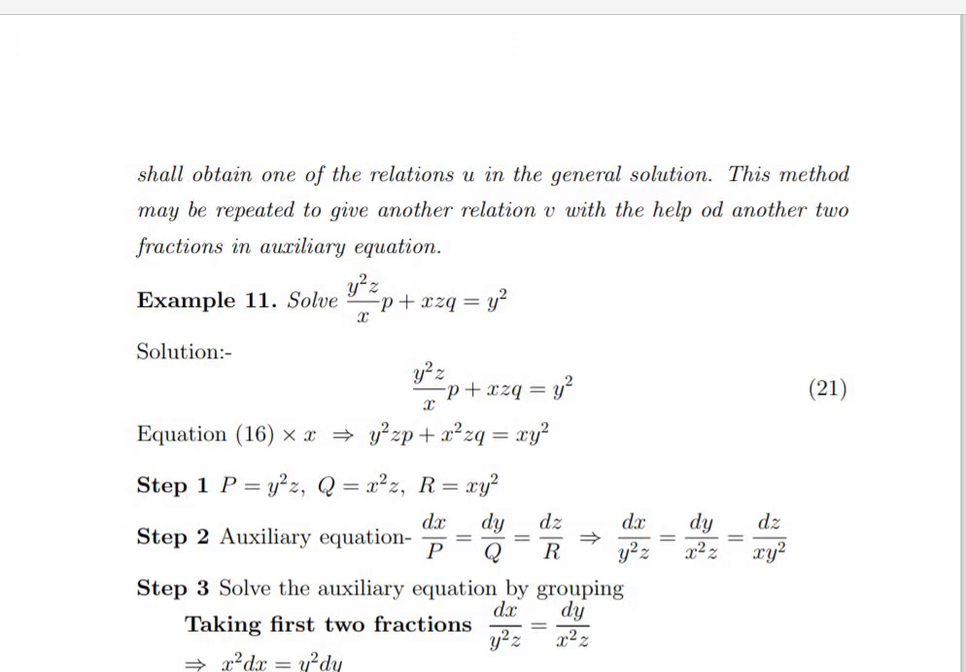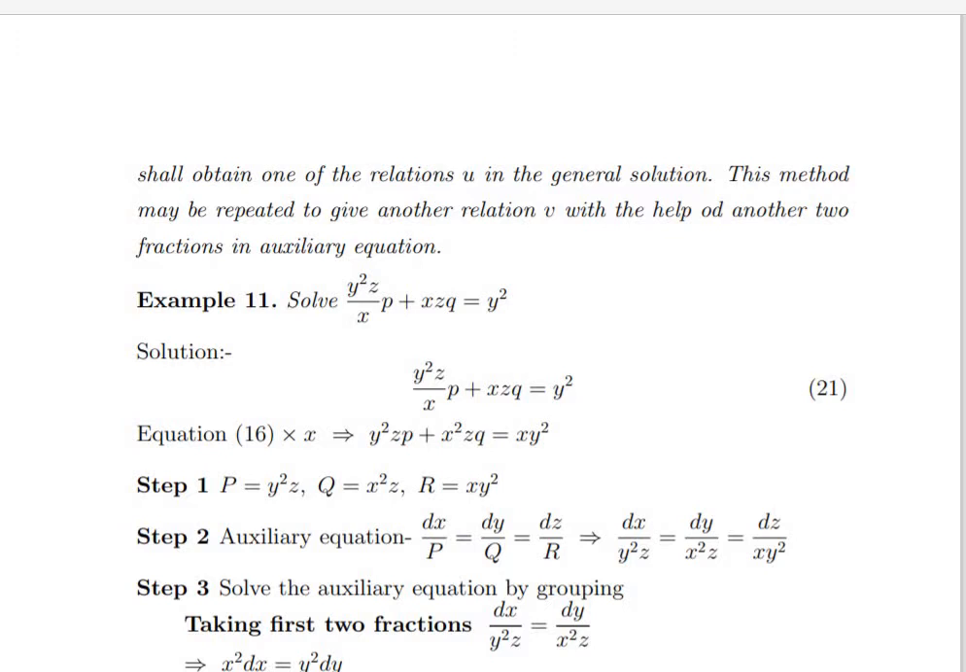Since there is a fraction in the first term, in order to remove that fraction, we will multiply the entire equation with x. After multiplying the entire equation with x, the equation will become y²z p + x²z q = xy². Now it is in our required form. From here, we will identify that capital P = y²z, capital Q = x²z, and capital R = xy².